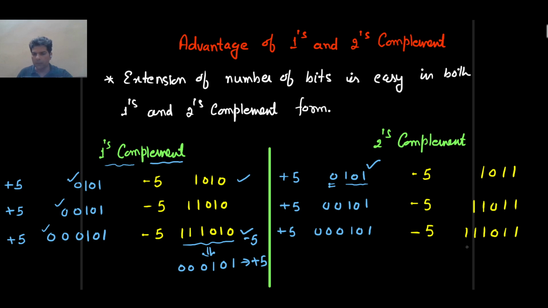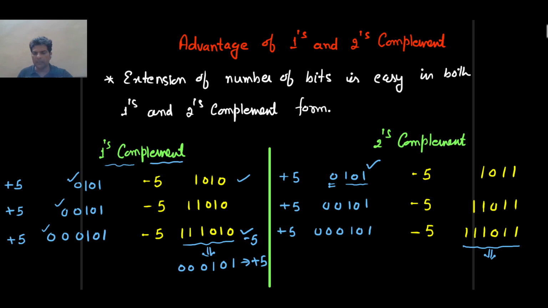So how do I know this 111011 is minus 5? Simply, I have to take the 2's complement because this number is negative. One important point in one's complement and two's complement: if the statement is given like this, the number is given in the two's complement form, find the decimal value.